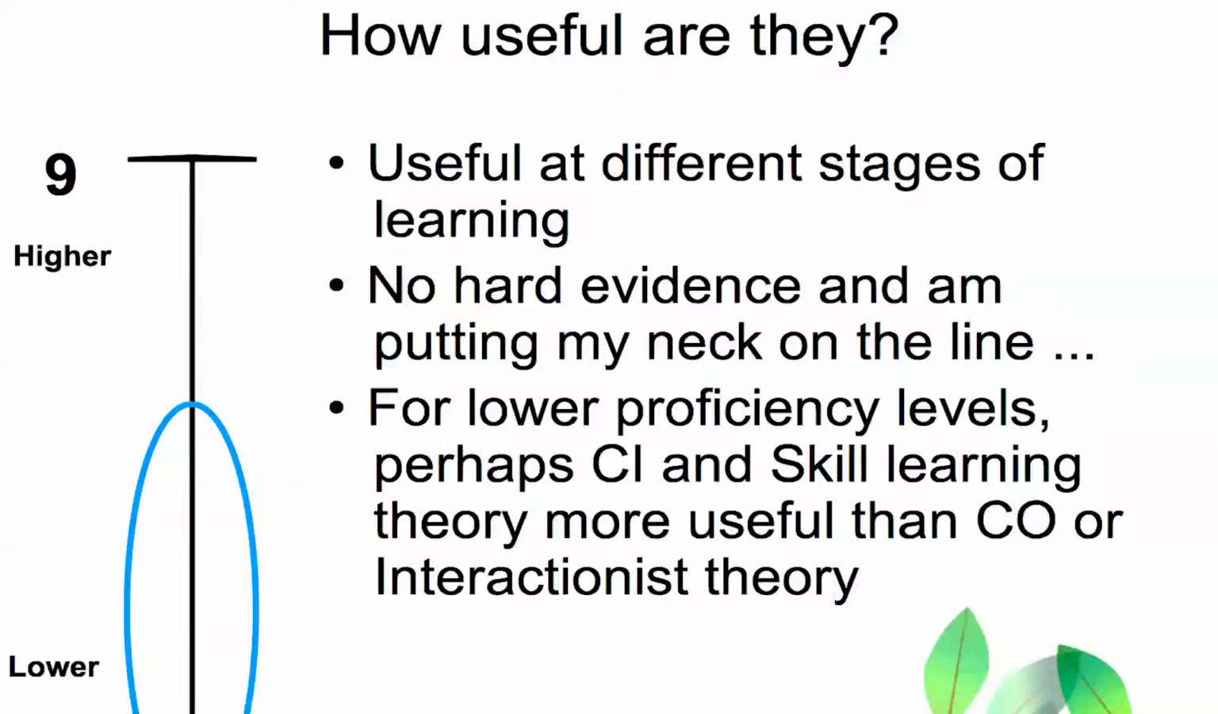Let me share with you what I have come to think about all the 4 theories here. I think they are useful at different stages of learning. Again, I have no hard evidence, and I'm putting my neck on the line here because I know that there are some very well-known experts in this room. For lower proficiency, and EFL students, by its very nature, most of them belong to lower proficiency learners of English. I would say that CI, comprehensible input theory, and skill learning theory are more useful than the comprehensible output theory or the interactionist theory. Again, if you want to argue with me, buy me coffee and I'll sit with you and discuss this.